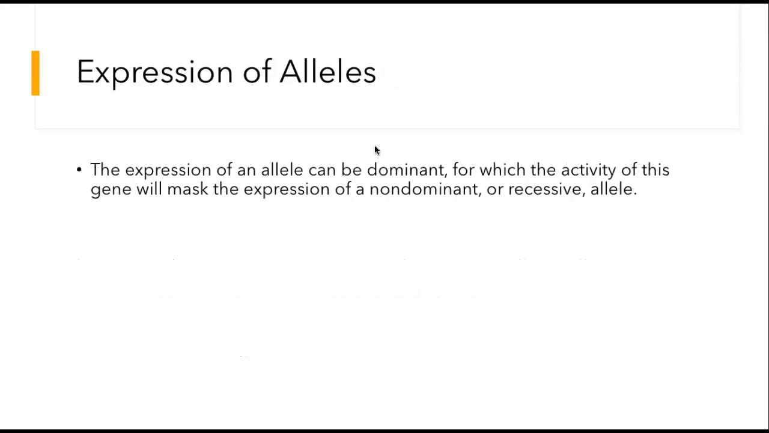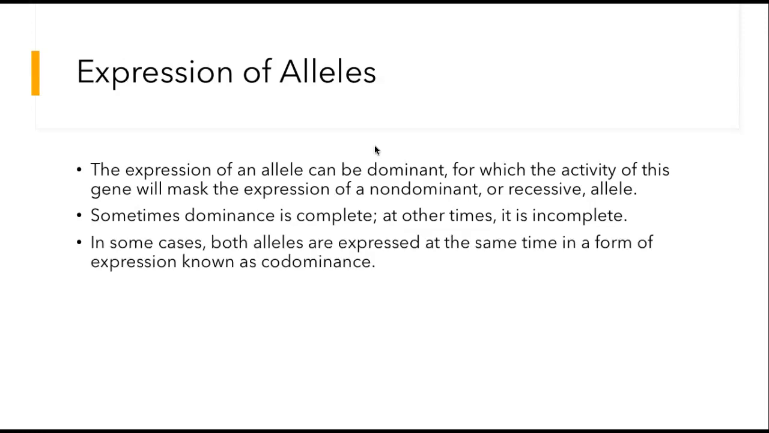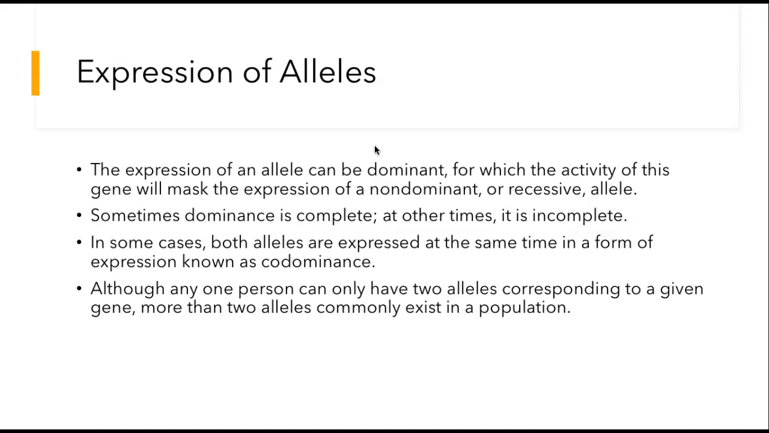Let's talk about expression of these alleles. The expression of an allele can be dominant, and that would mean that the dominant allele will mask the expression of what is called the non-dominant or recessive allele. But sometimes that dominance can be complete, at other times it's incomplete, and in some cases both alleles are dominant, and we call that codominance. Although any one person can only have 2 alleles corresponding to a gene, there can be more than 2 alleles that exist in a population.